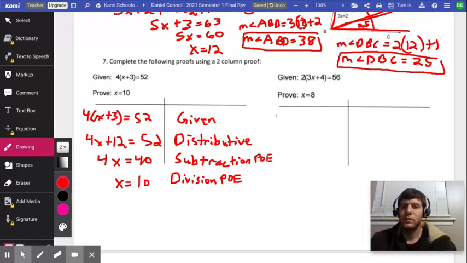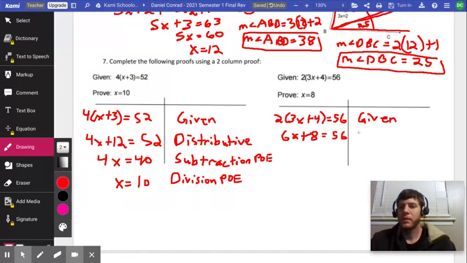This one, same thing, basically. So you're going to have 2 times 3x plus 4 equals 56. That is your given. If we distribute, that's going to be 6x plus 8 equals 56. That is your distributive property, over here, distributive property.